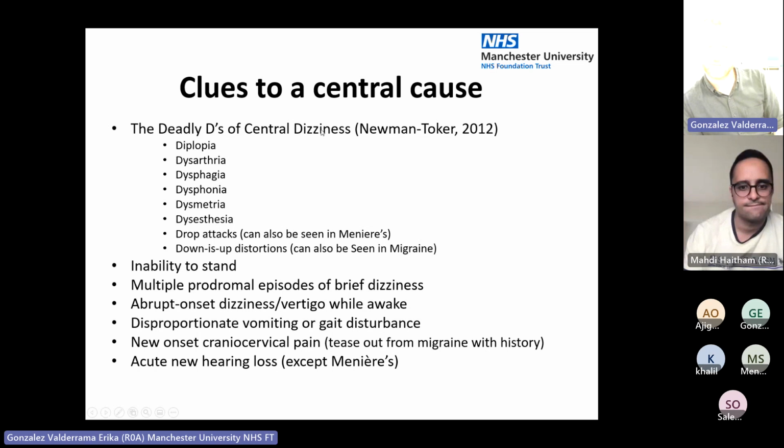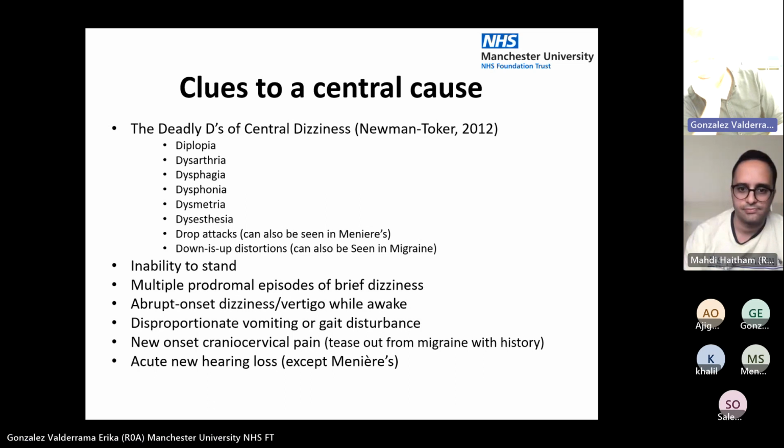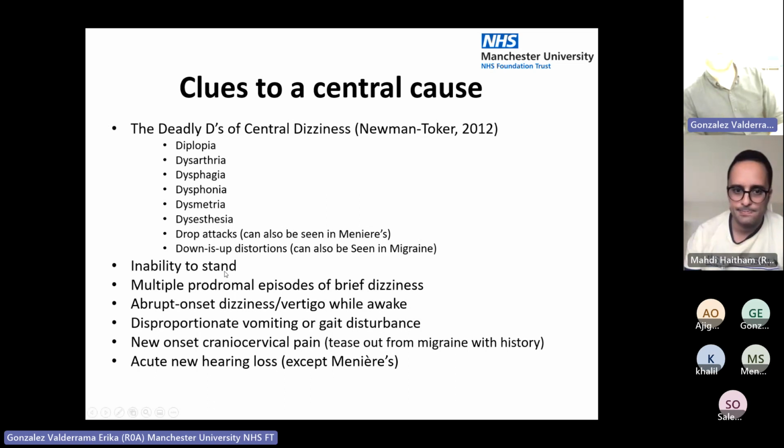The deadly Ds of central dizziness are the focal neurological signs that you sometimes get with posterior fossa strokes: diplopia, dysarthria, dysphagia, dysphonia, dysmetria, dysesthesia. I think Rosie covered all these. She covered some of them last week. Inability to stand is the truncal ataxia.